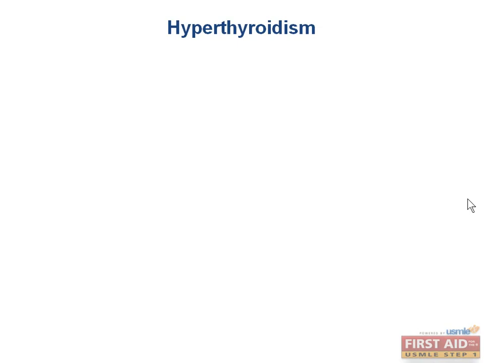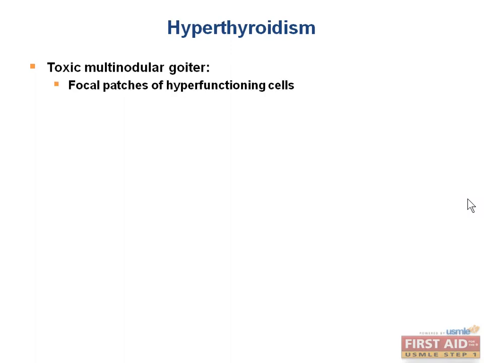Now let's look at the causes of hyperthyroidism. Toxic multinodular goiter is characterized by focal patches of hyperfunctioning follicular cells that are overproducing thyroid hormone just on their own. They are making the hormone regardless of the TSH levels.